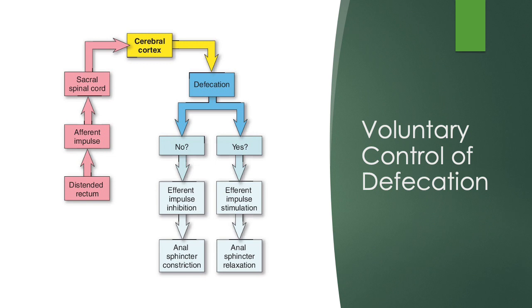If you decide not to defecate, where you're holding this in, that impulse is inhibited, and that causes your anal sphincter to constrict, causing you not to defecate. If you do decide to defecate, then that impulse is stimulated, and that anal sphincter relaxes, allowing for defecation to occur.